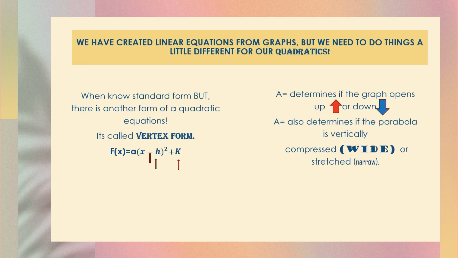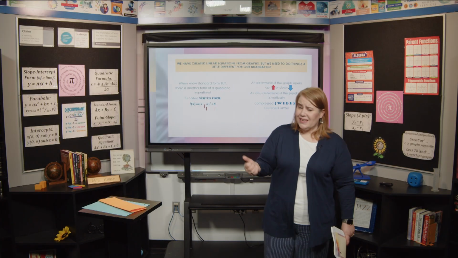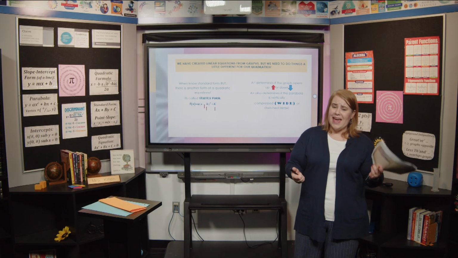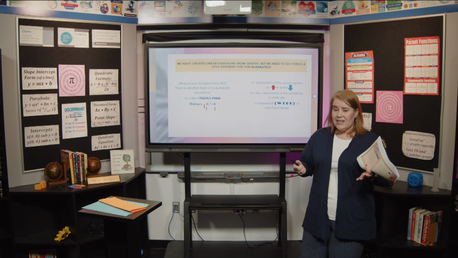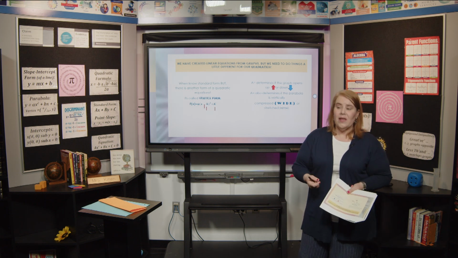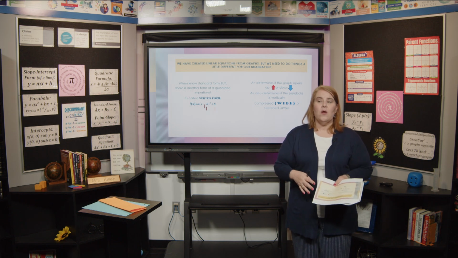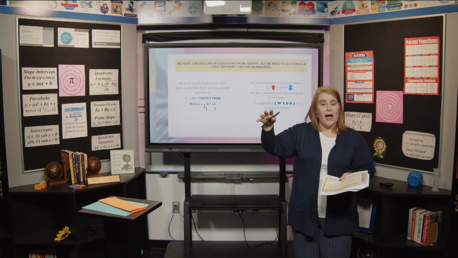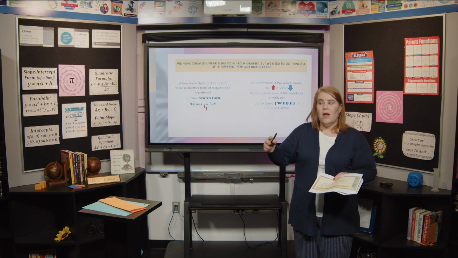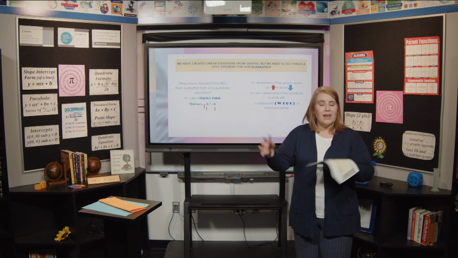We know standard form, but there is another form of a quadratic equation, and it's our vertex form. f of x equals a times x minus h squared plus k. Now you're thinking, Ms. Killen, we've used x's, we've used y's, we've used a's, b's, and c's. We haven't seen h and k yet. We haven't. H and k deal with your values of your vertex. Remember, our vertex has an x and y value, but we just can't put x and y again because we're going to get mixed up.